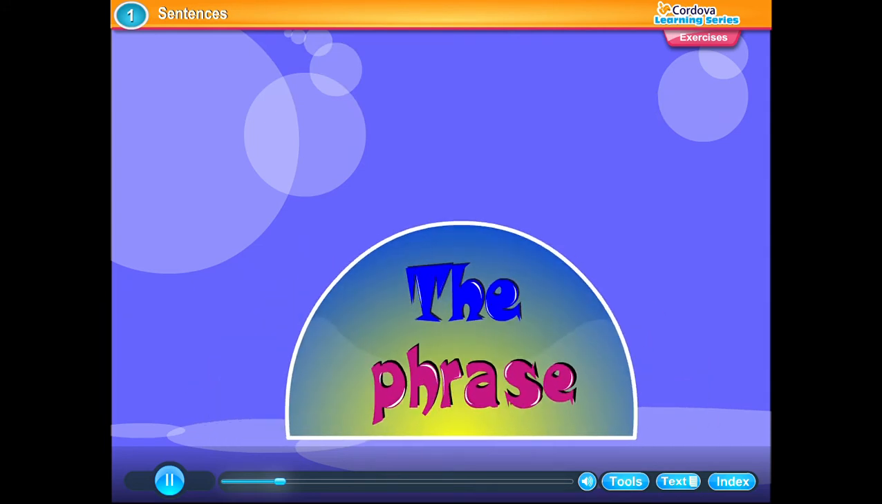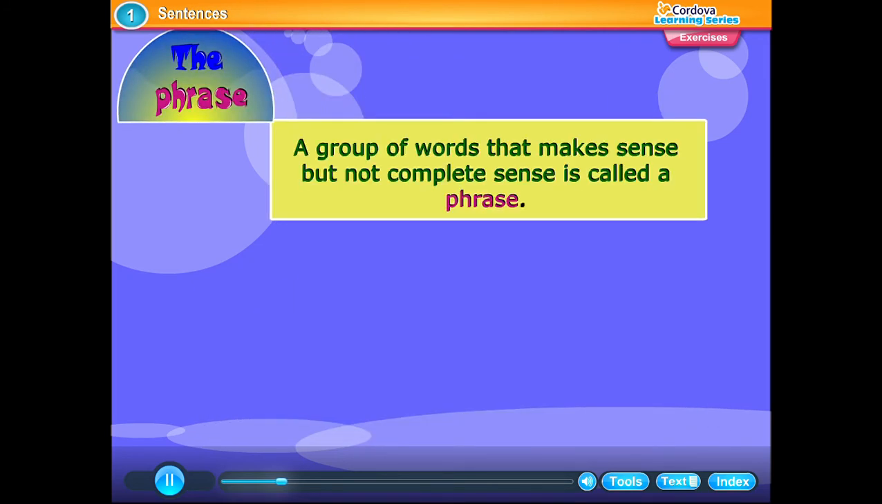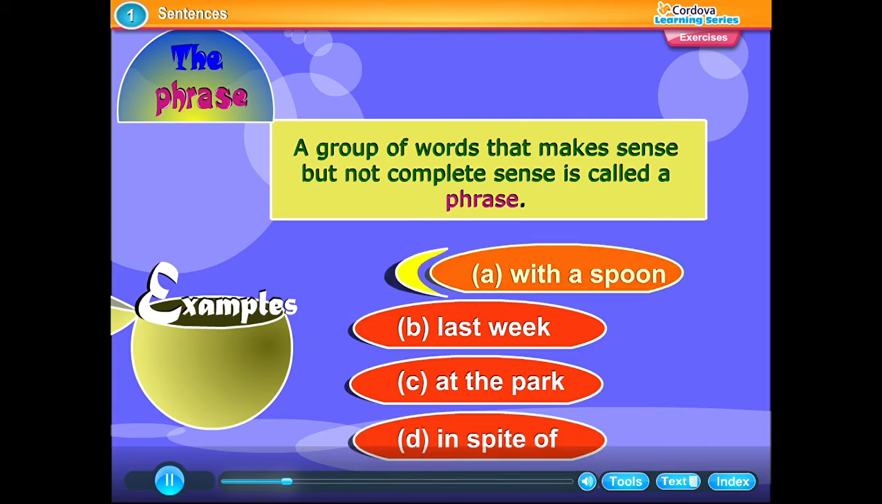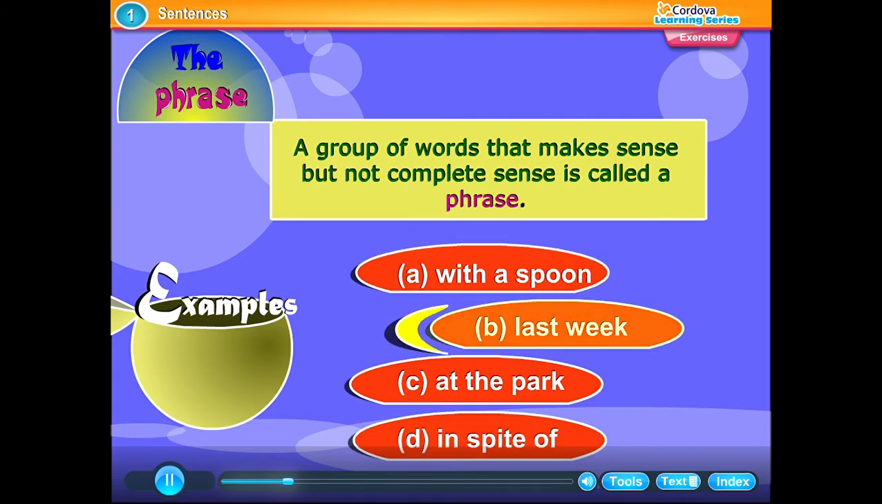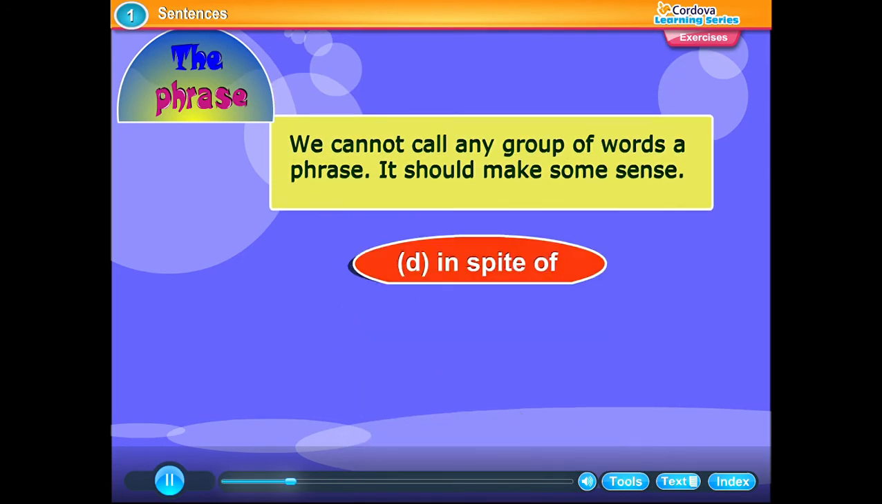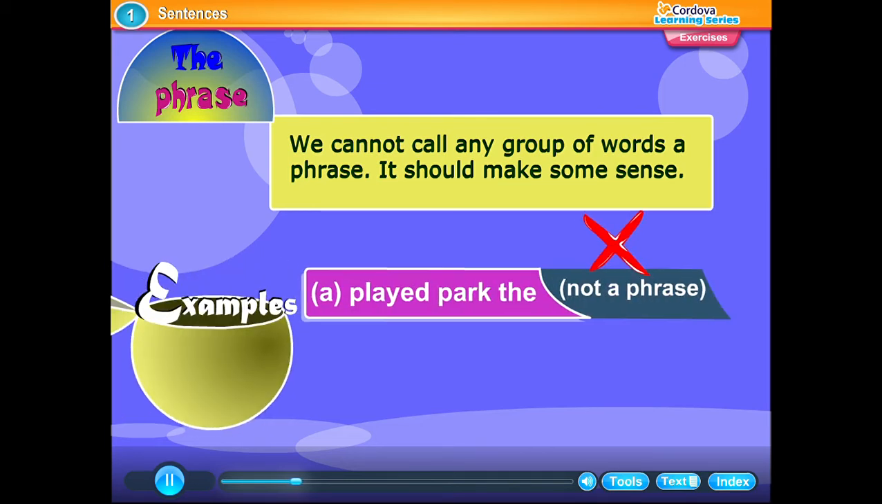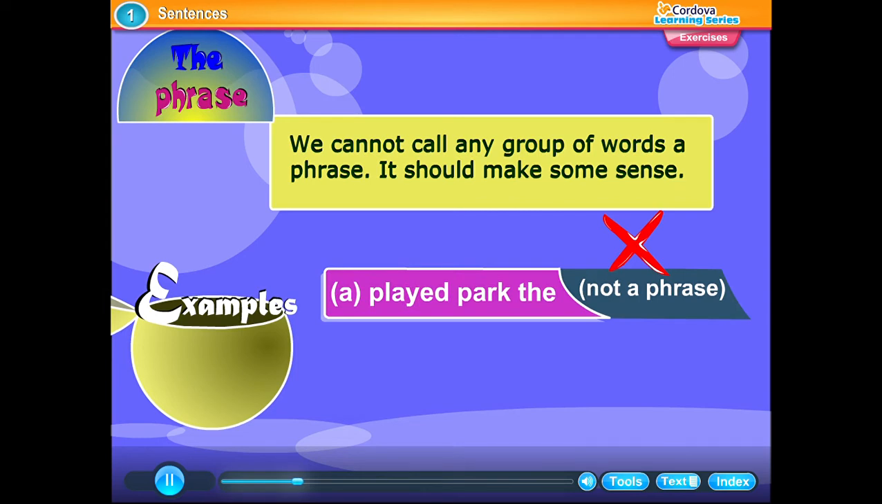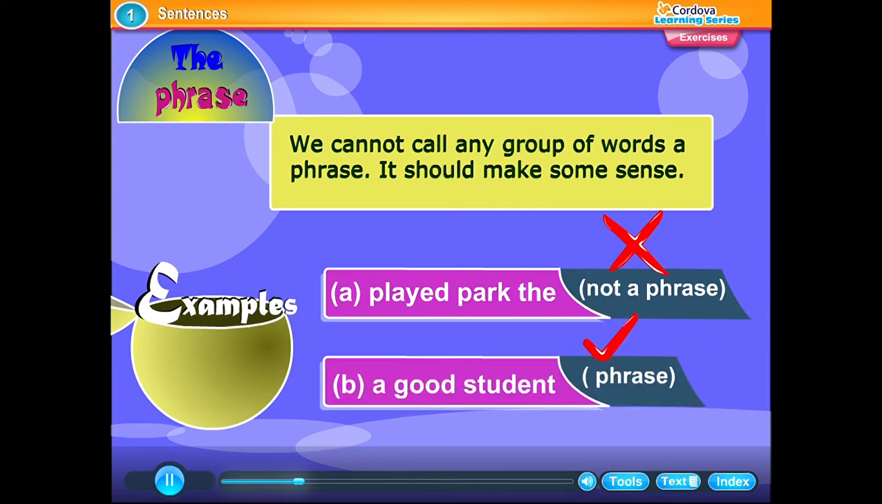The phrase. A group of words that make sense but not complete sense is called a phrase. Examples: with a spoon, last week, at the park, in spite of. We cannot call any group of words a phrase. It should make some sense. Examples: played park the, not a phrase. A good student, phrase.